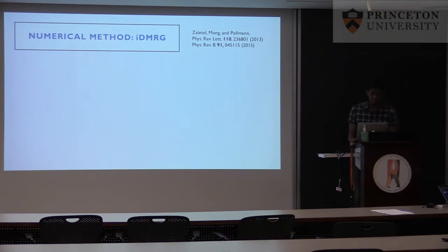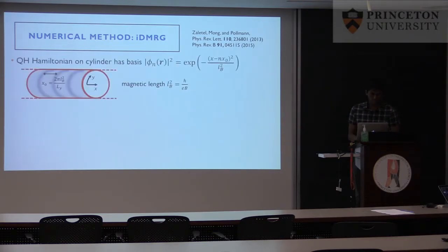All right, this is a complicated interacting Hamiltonian. How do we solve it? We use a numerical method called iDMRG, where first we put the two-dimensional system on an infinite cylinder. And the advantage of this is that in the Landau gauge, the basis wave functions have this form, up to normalization and a complex phase, which almost looks like quasi-one-dimensional. These are Gaussians peaked at a certain value of x.